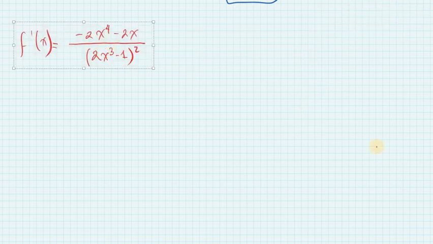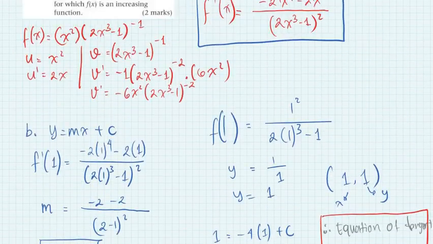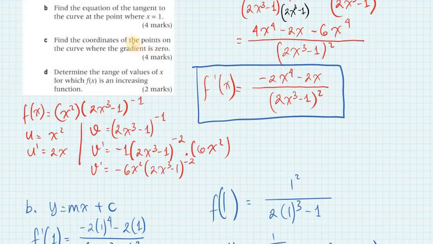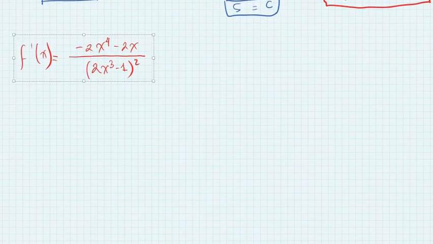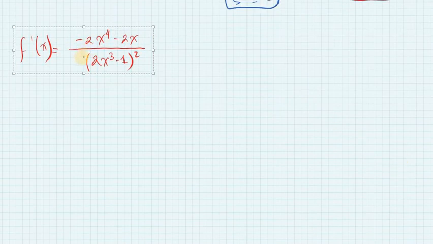Okay, you are there. Let's read again the question. Find the coordinates of the points on the curve where the gradient is 0. So where the gradient is 0, this is the function of the gradient. We have to find the x when the gradient is equal to 0. If you look at it, it will be this top part. If this top part is 0, whatever the value here, it will always be 0, because 0 divided by anything is 0, except divided by 0, which is undefined.